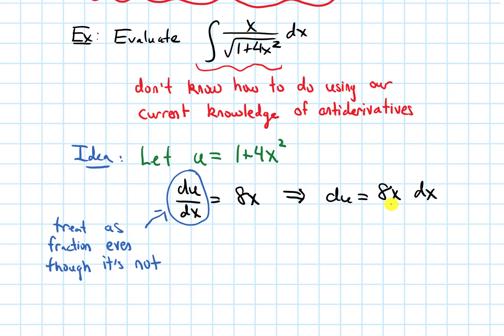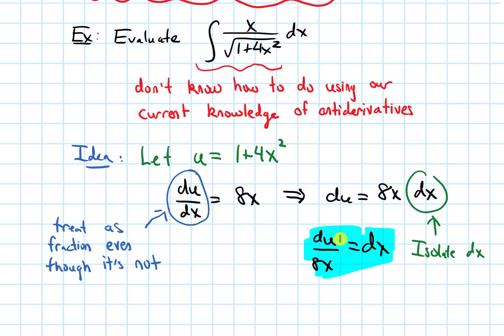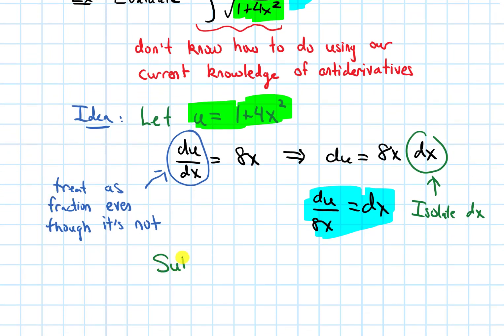Because I let u be 1 plus 4x squared, I'm going to be able to plug that in to my integral for where that denominator is. I'm going to now isolate the dx, and to do that, I divide by the 8x. So I'll get du divided by 8x equals dx. Once it's isolated, I get to plug that in to my integral where the dx is. And because I know u is this, we'll get to plug that in where the u is. All right, so we are ready to substitute.